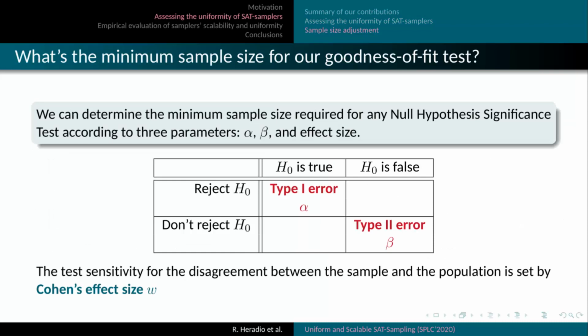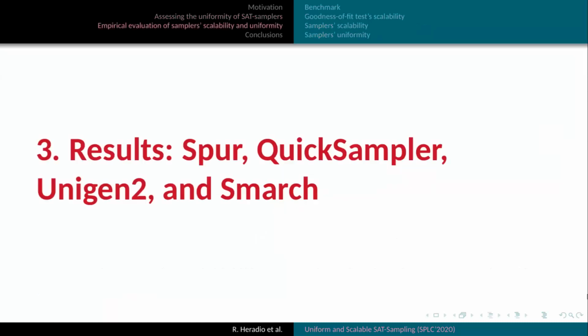Finally, we take advantage that in goodness of fit tests it is well known that the minimal sample size can be determined from three parameters, which are the type 1 and type 2 errors and the effect size. Let's review the results of our empirical evaluation.